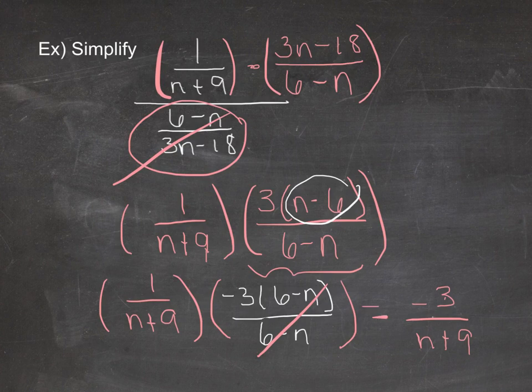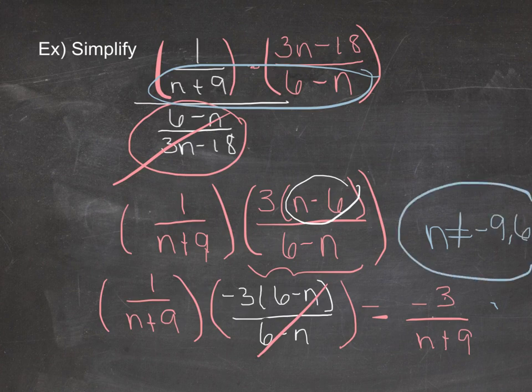Okay, and then again, I should state my non-permissible values. So I have from the very beginning up here that n cannot be equal to -9 or 6. Okay, let's see another example.